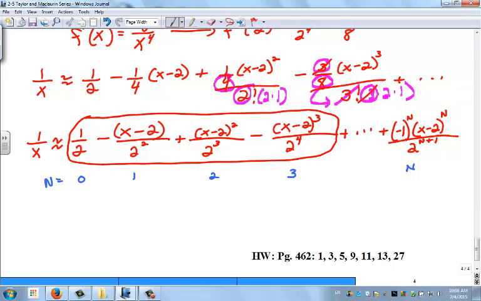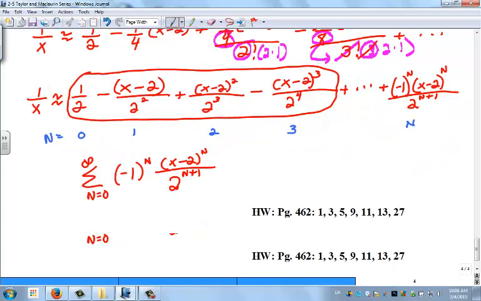But then the first 4 terms that you will need for your homework are right here. But it's always good to be able to generate the whole series. Now, if I wrote this in summation notation, it'd be the sum n equals 0 to infinity of negative 1 to the n times x minus 2 to the n over 2 to the n plus 1. And that is it, kids. I'm done with you for today.